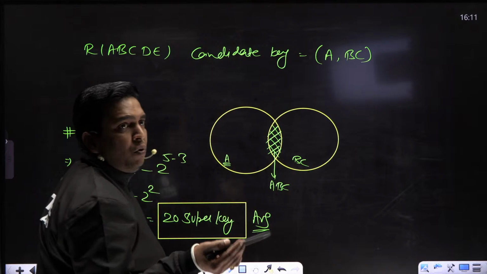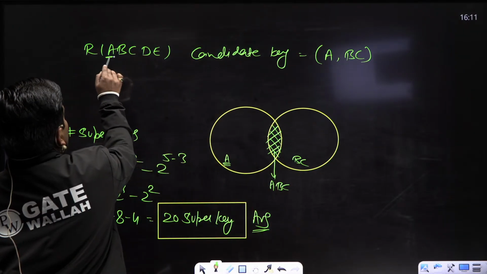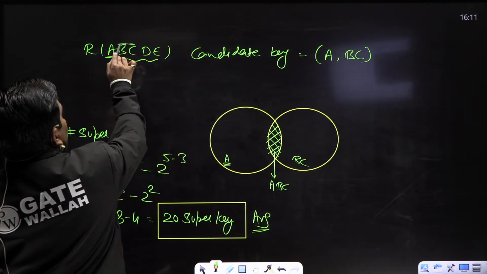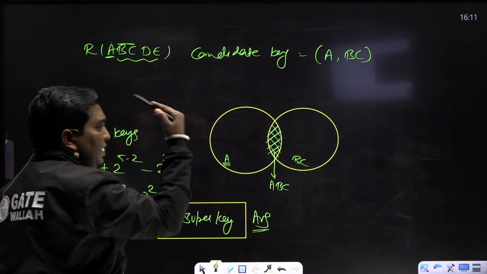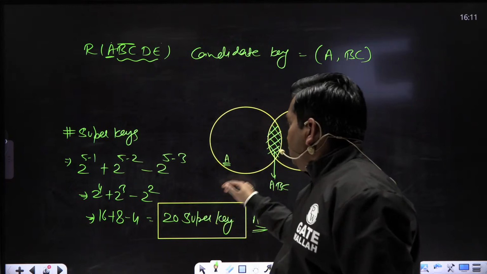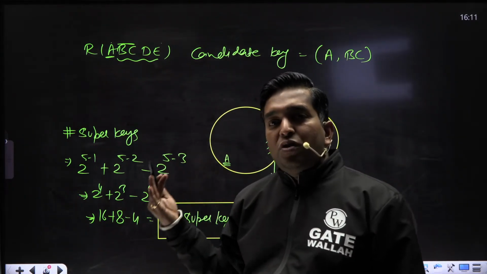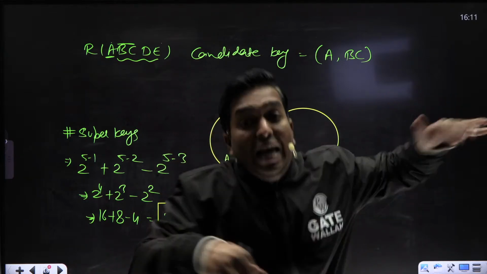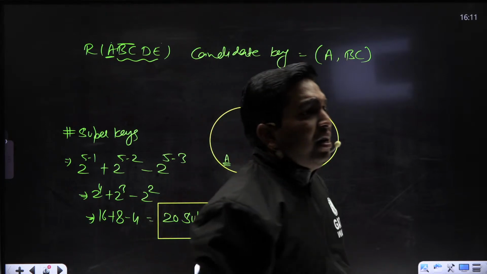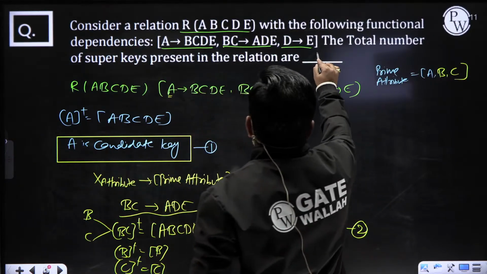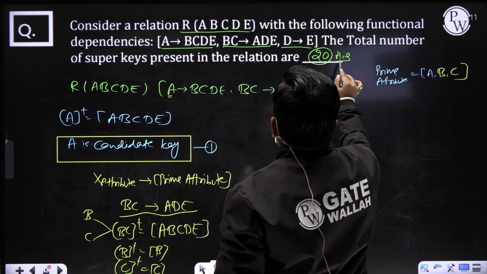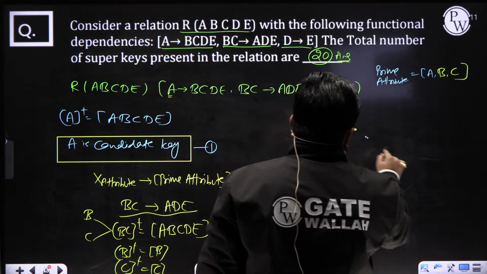Why? You already know that with the help of A, we get 2 to the power 4. With the help of BC, we get 2 to the power 3. You count the supersets of A and BC two times, so you have to subtract one time. You know the properties of set theory also: A union B is n(A) plus n(B) minus n(A intersection B). Clear everyone? Here the number of super keys is asked, so 20 is the right answer for this question.